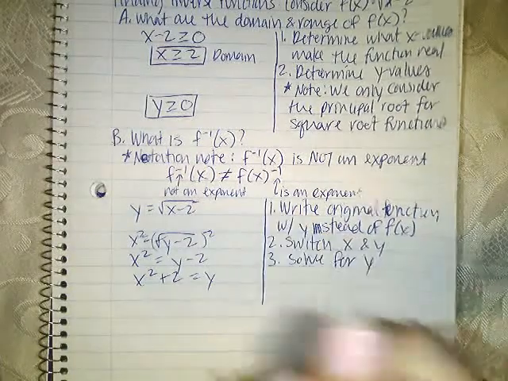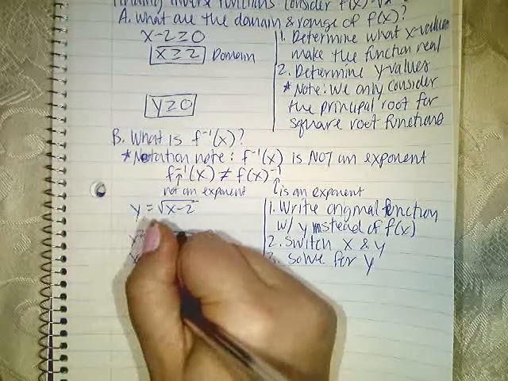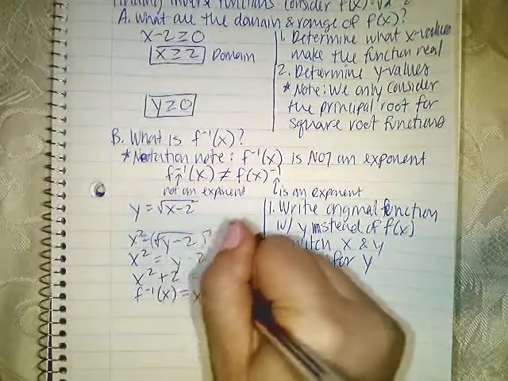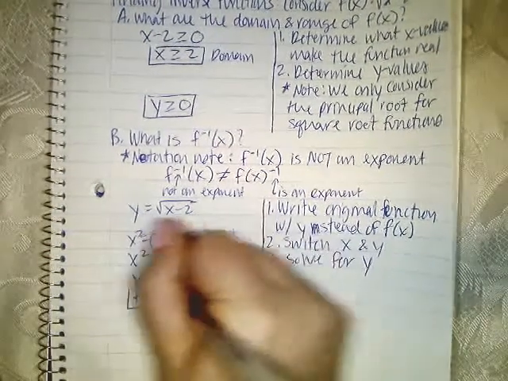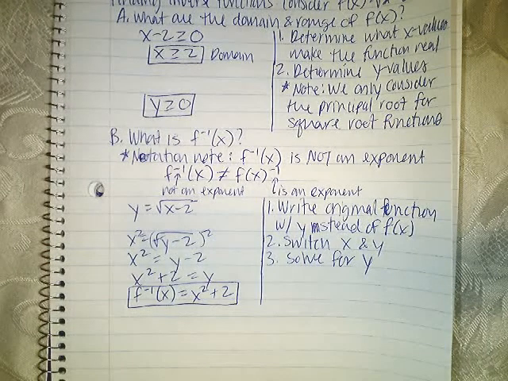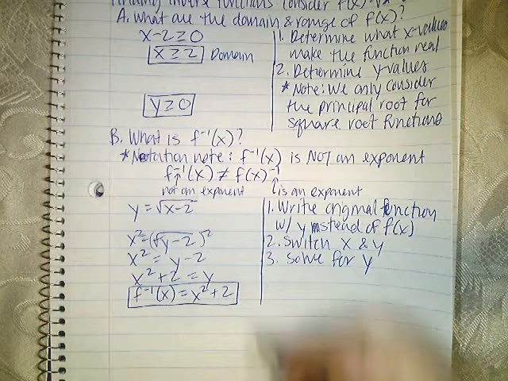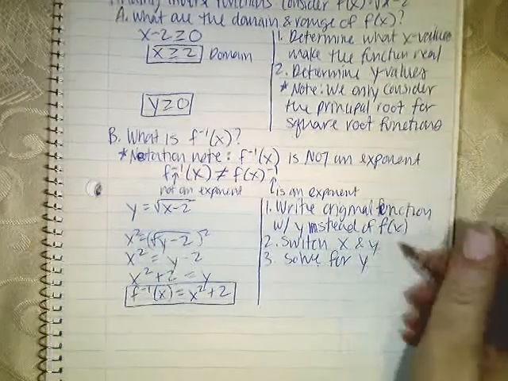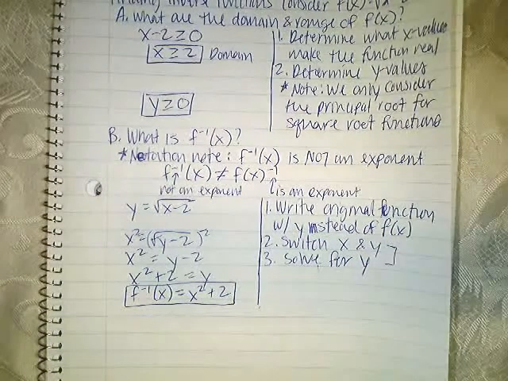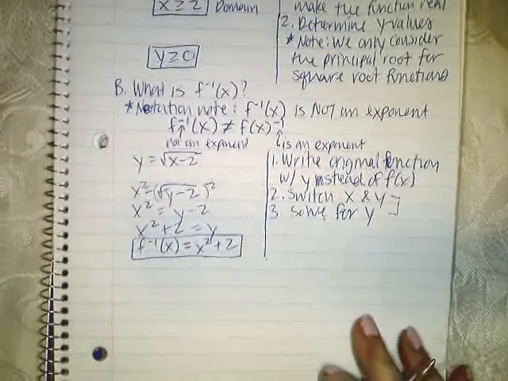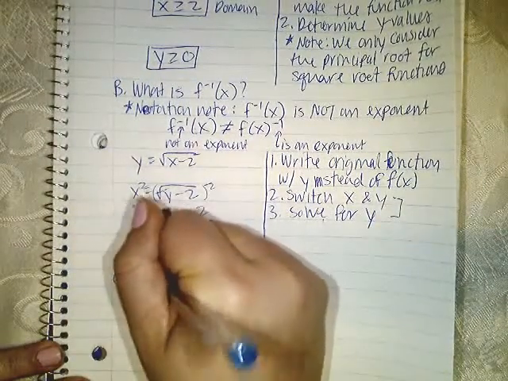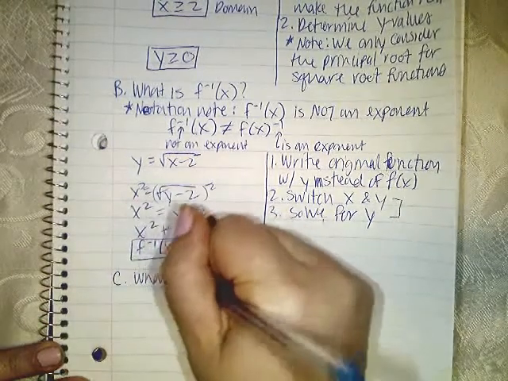Then I can write my final inverse equation. f negative 1 of x is equal to x squared plus 2. And that is my inverse function equation. Pretty easy steps. You just switch x and y and solve for y. Those are the two key easy steps. But now I want to talk about what the domain and range are for this new inverse function.